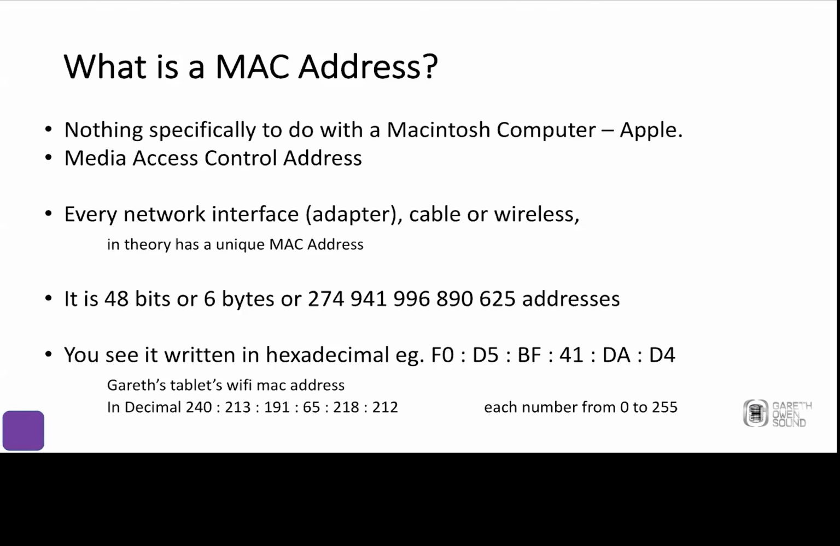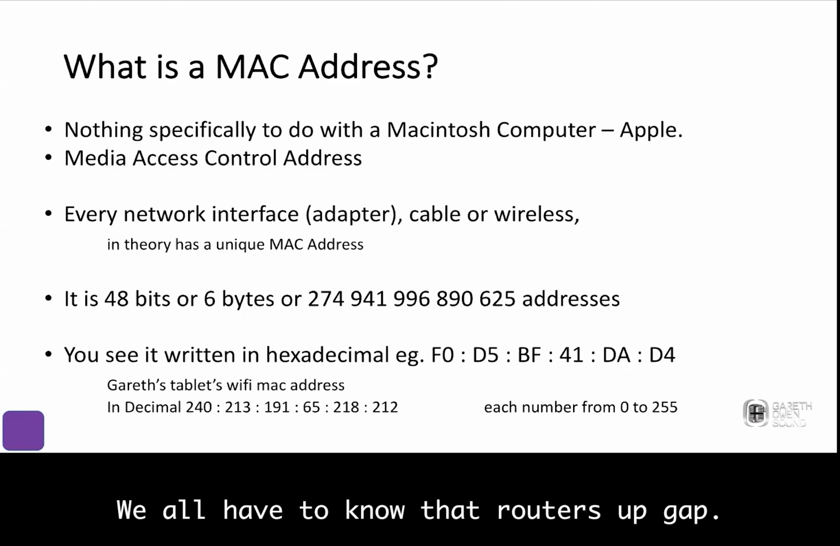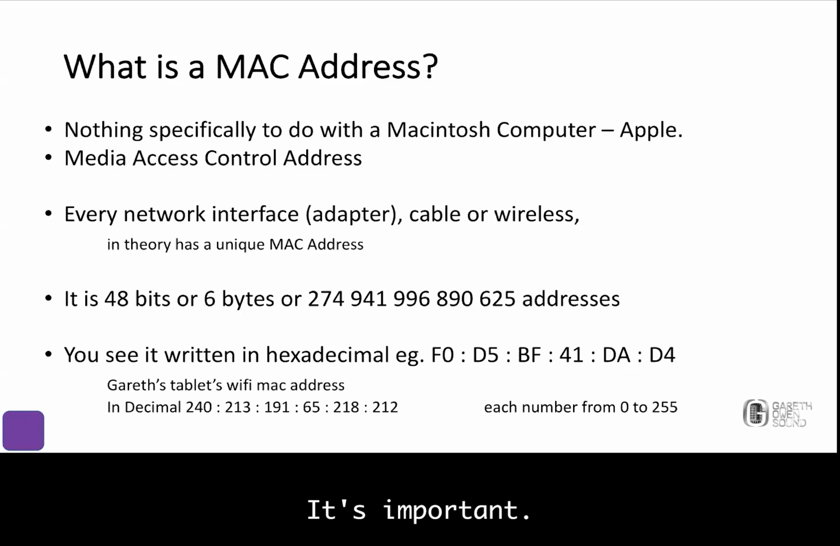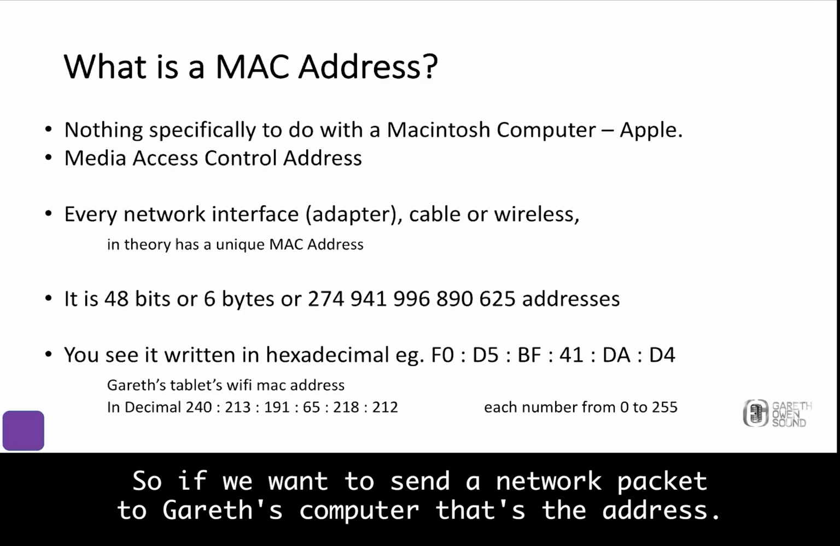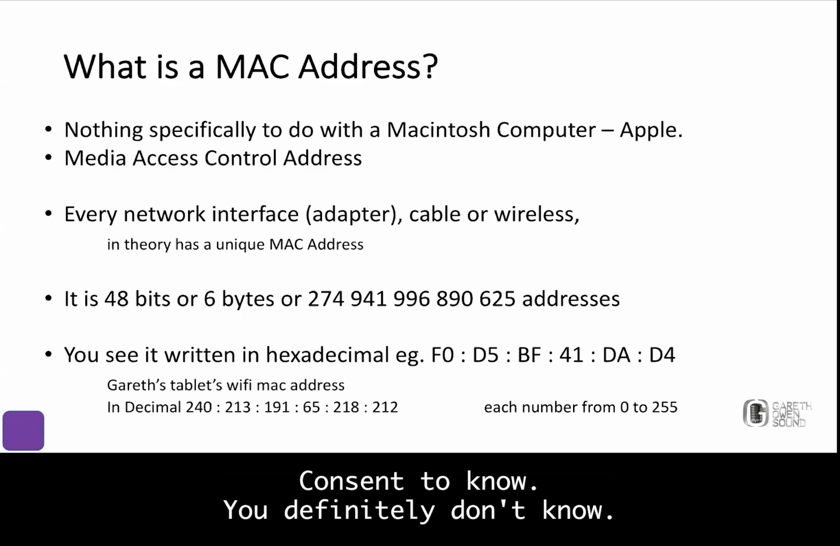240.213.191.65.218. No, don't tell. No, what? We all have to know that to set routers up, Gav. It's important. That's the unique address of that device. So if we want to send a network packet to Gav's computer, that's the address we can send to. You don't. No, you definitely don't.